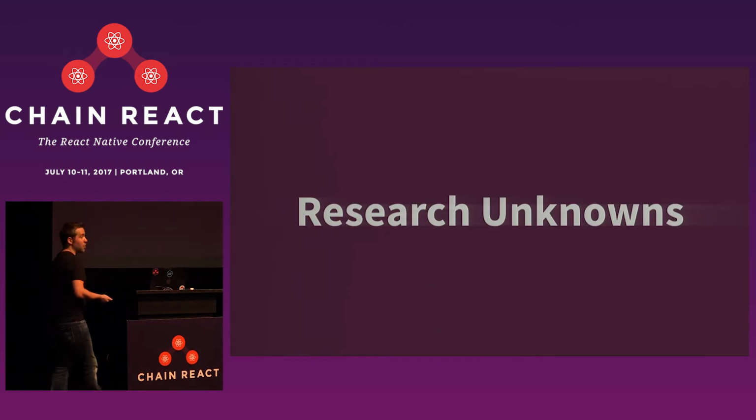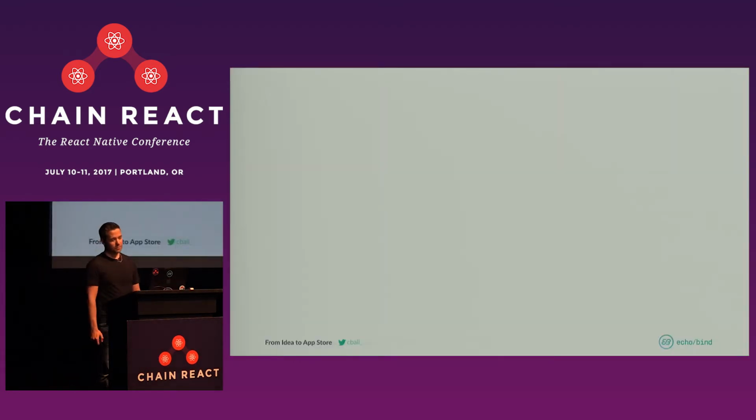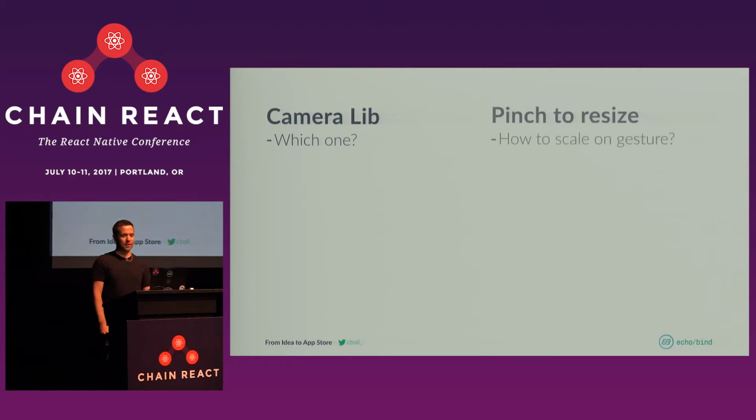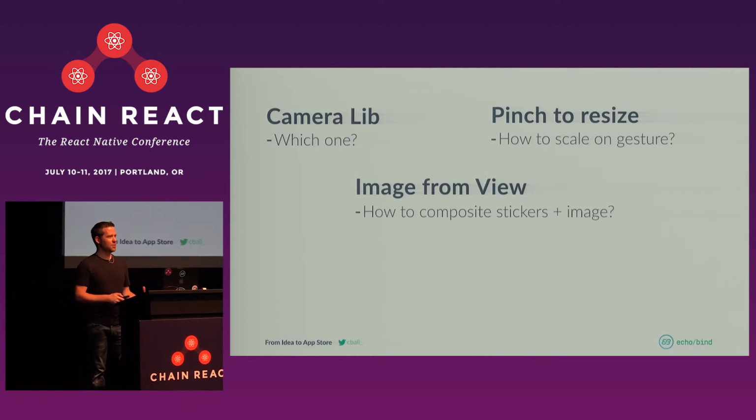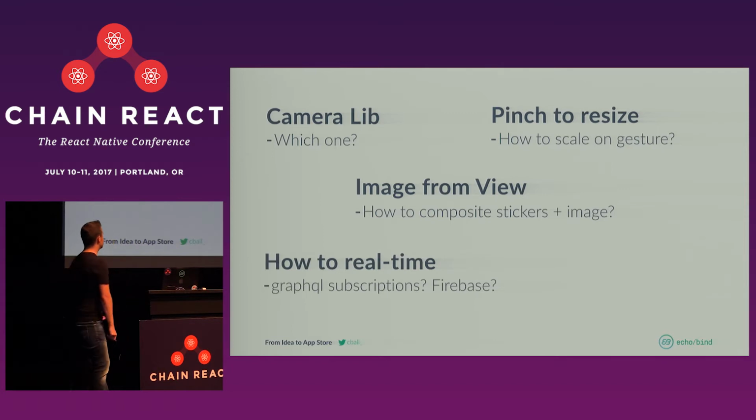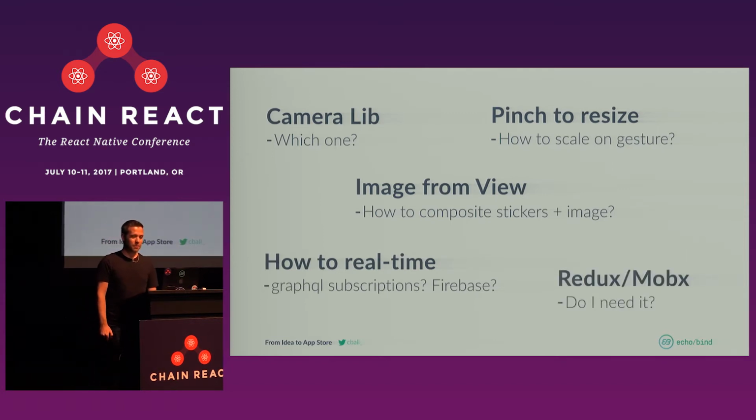So, what could go wrong here? What should we look at? Well, what camera library should we use? How do we resize things? What gestures are going to work? How do we composite images and other images into an image? How do we do real time? Are we going to use GraphQL subscriptions, or are we going to use Firebase? Do you need Redux or MobX?